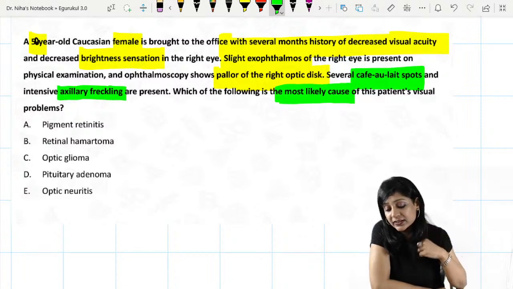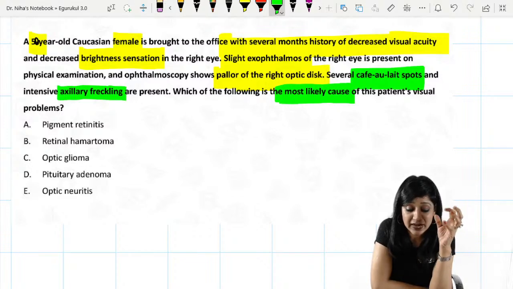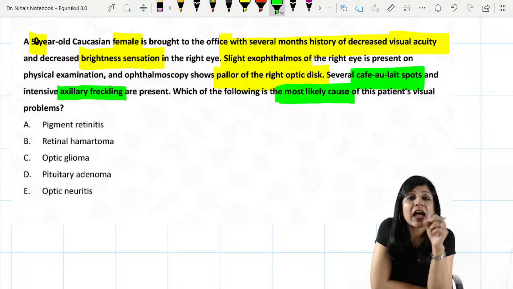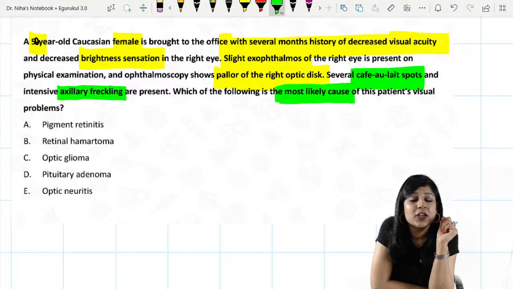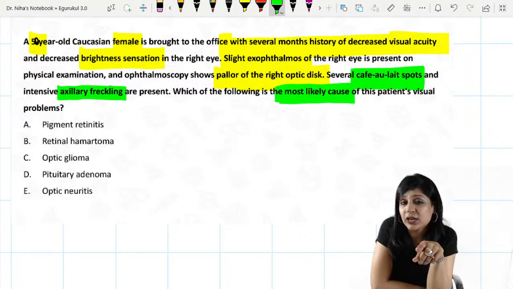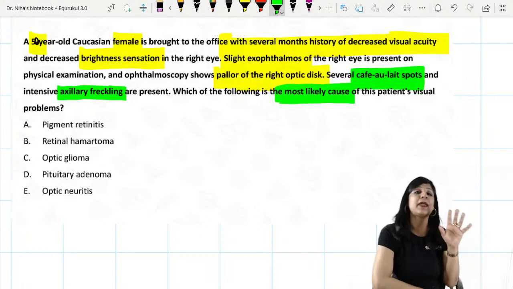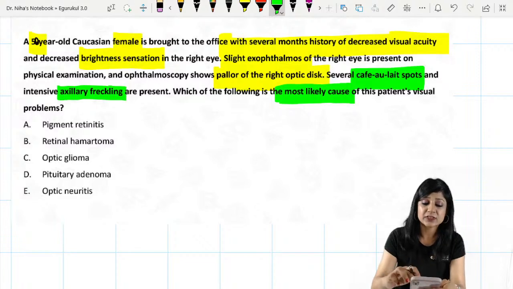Now, if you look at this question, this person is having pallor of the optic disc, and brightness sensation is also decreased. So that means the patient has involvement of the optic nerve. So where do you get optic nerve involvement along with café au lait spots and axillary freckling? First tell me, where do you get café au lait spots and axillary freckling? Then this question will become very, very easy.